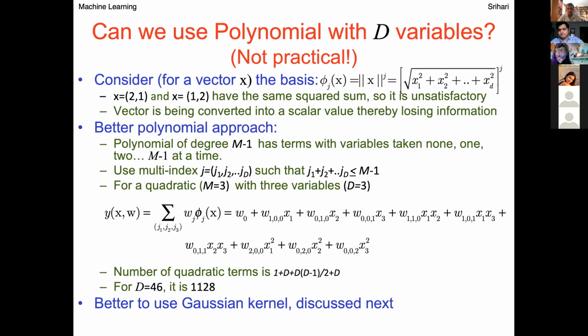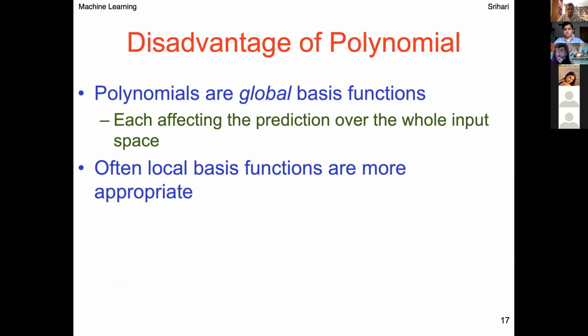Can we use polynomial with d variables? It's not practical to use polynomial basis functions. I tried to do that on this slide, and you can see phi j of x is defined as x to the j. It means it's of this particular form. And then y of x, w becomes pretty complicated here, with several weights for the x's and the cross values x1, x2, and so on. It gets a bit messy for polynomial. Polynomials are global basis functions. Local basis functions are more appropriate.